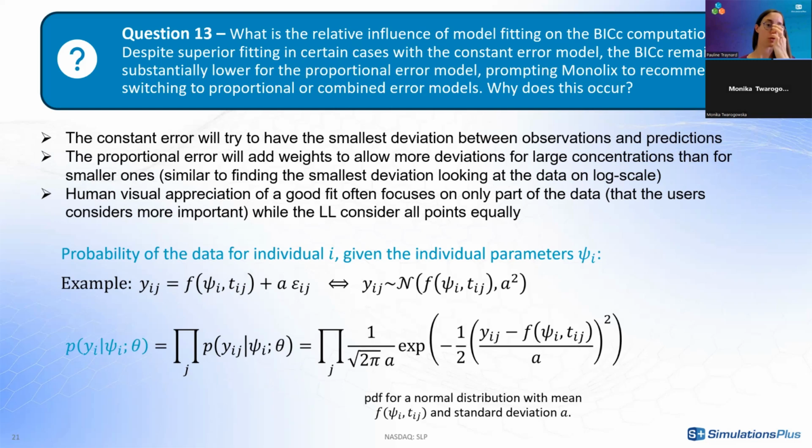You have to note that human visual appreciation of a good fit will often focus on only part of the data that the users consider more important. But the likelihood considers all points equally. So that's why we can sometimes have a false impression.